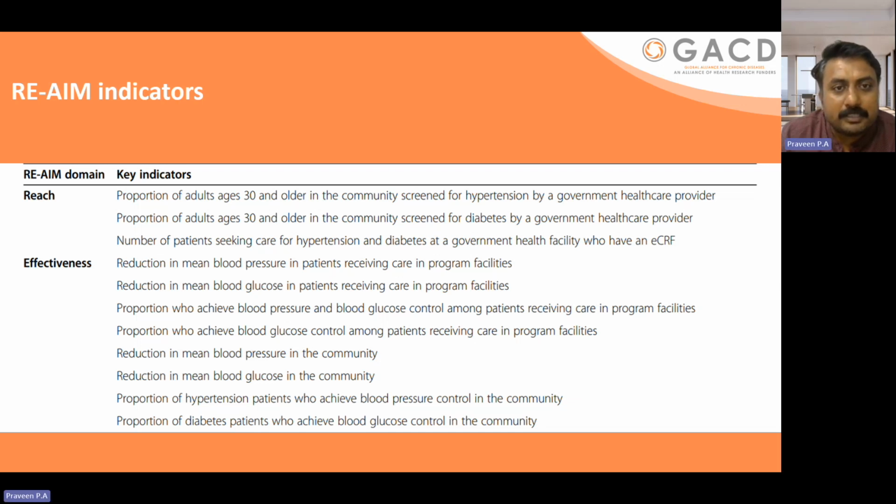The effectiveness dimensions were predominantly quantitative in nature, with reduction in mean blood glucose and mean blood pressure levels in the community and also at the health facility level. To evaluate the reduction of these parameters at the community level, the program also had a pre and post community-based survey.